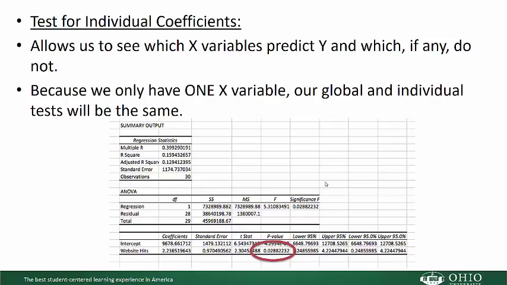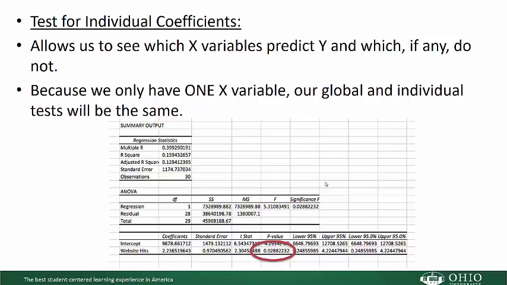Well, we're doing simple regression. We only have one X variable, so that means the global and individual tests will always be the same. And you can see that the p-value, which is circled in red, is the same. It's 0.0288. So when you're conducting simple regression, the global and the individual tests will be in agreement.